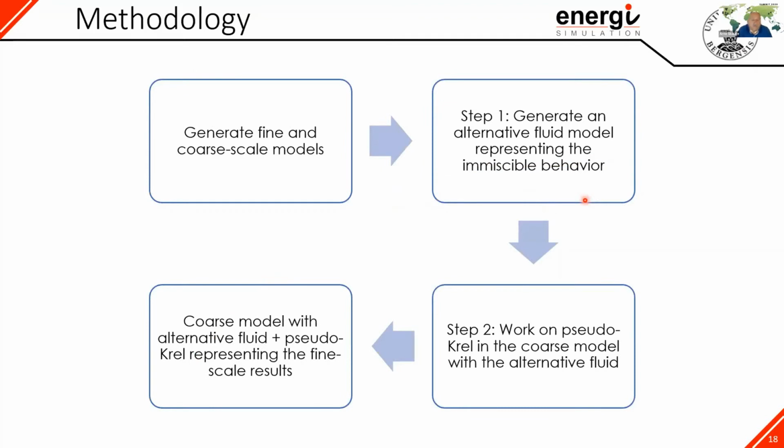So the approach here is to generate fine and coarse scale models. The first step is to generate an alternative fluid model representing the immiscible behavior. So we are tuning on the fine grid model, the 5 by 5 model, with a fluid description to simplify it and pseudoize the components for the description of this fine grid model and still maintain the same saturation behavior. Then we work on pseudo relative permeabilities in the coarse model with this alternative fluid. And by that approach, we are then able to do an upscaling.